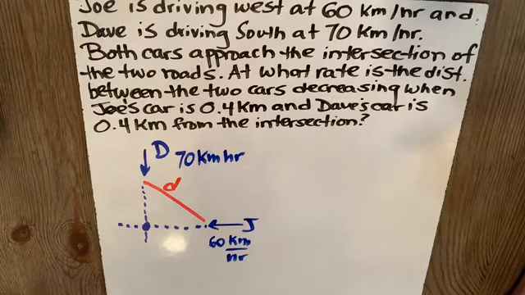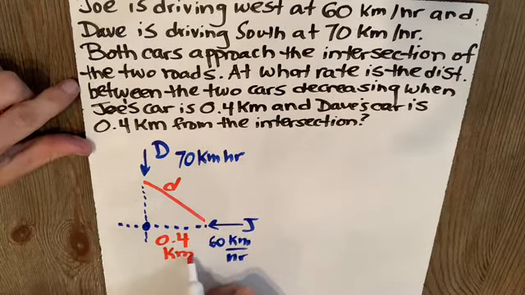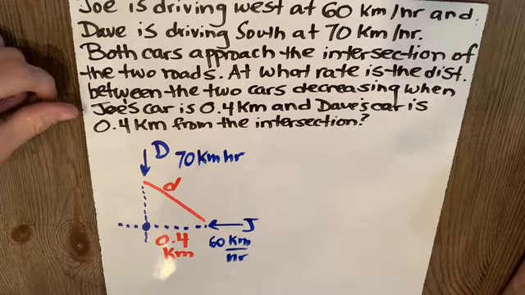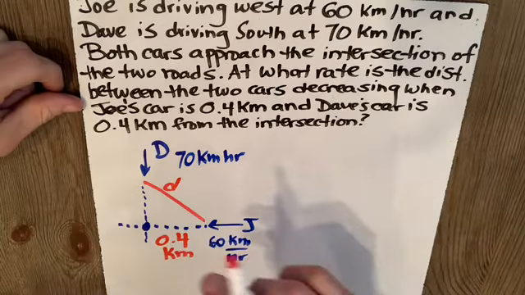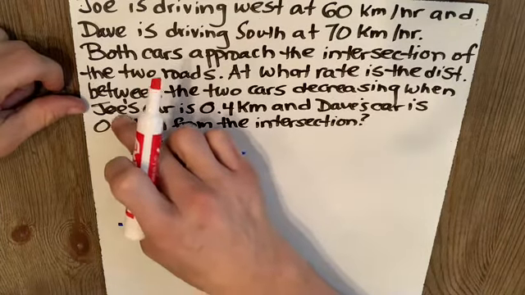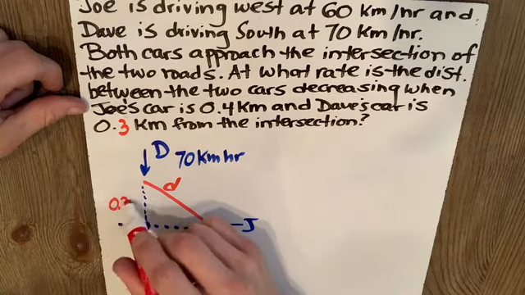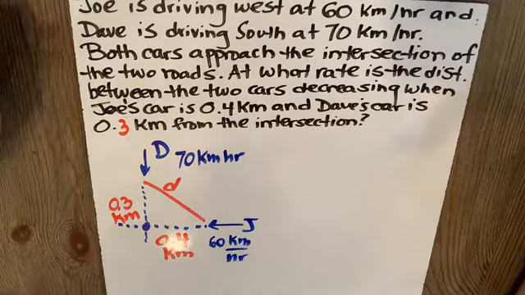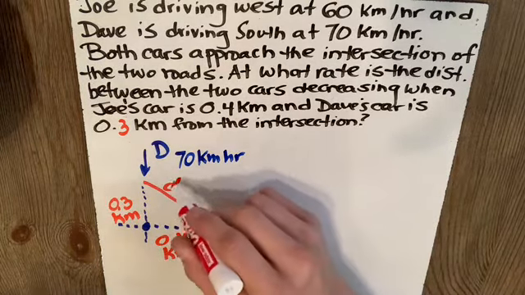When Joe's car is 0.4 kilometers, and Dave's car is, let's change that to 0.3 kilometers. So Dave's car is 0.3 kilometers. All right. So how is this changing?